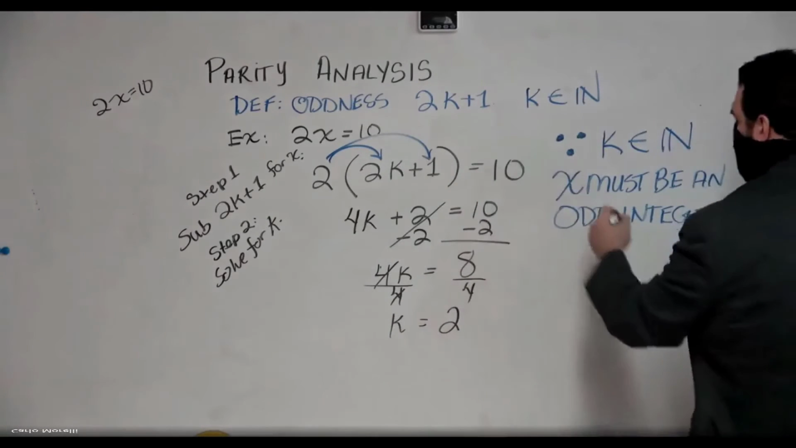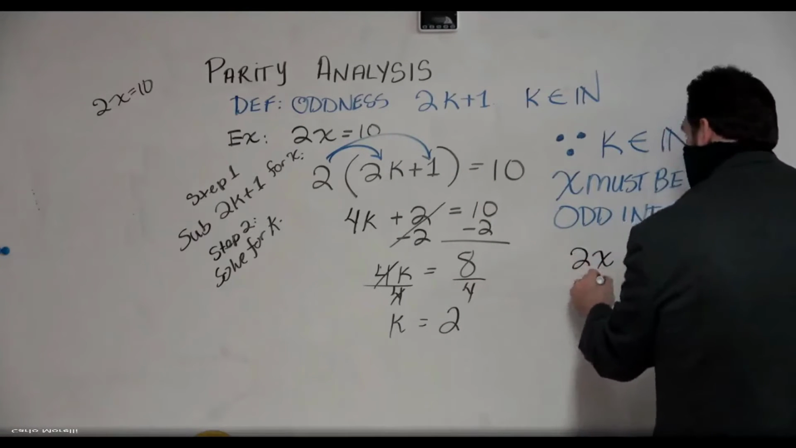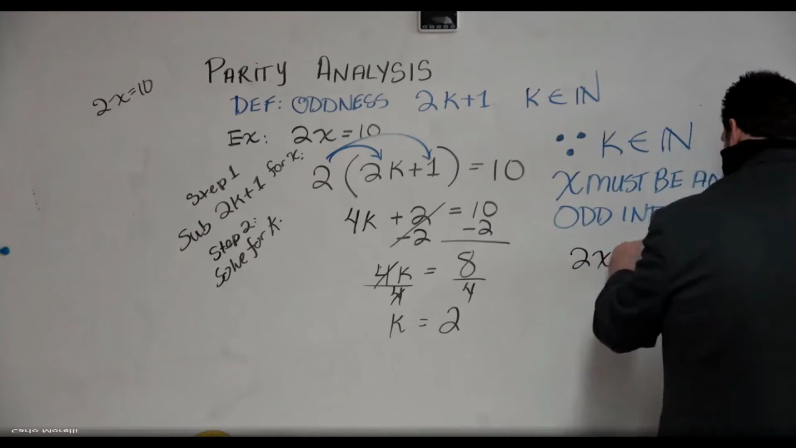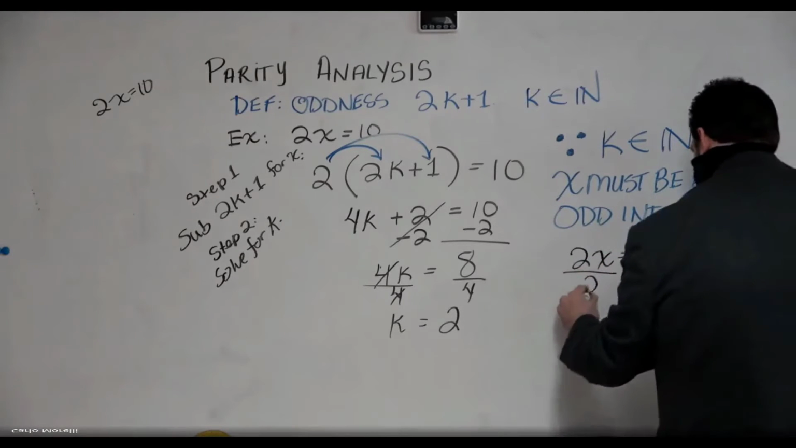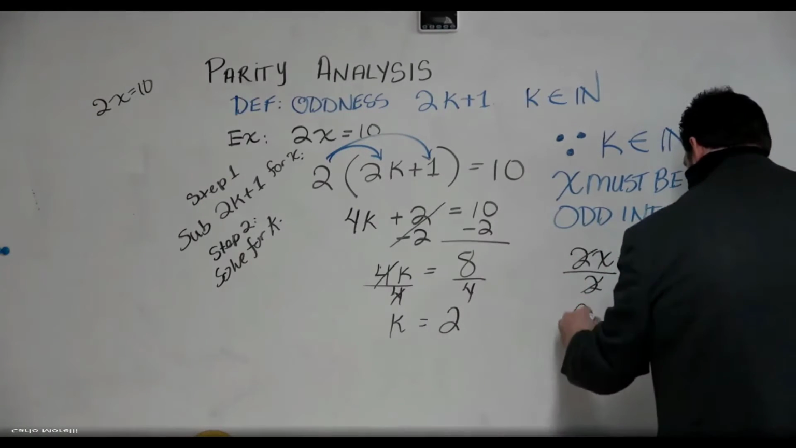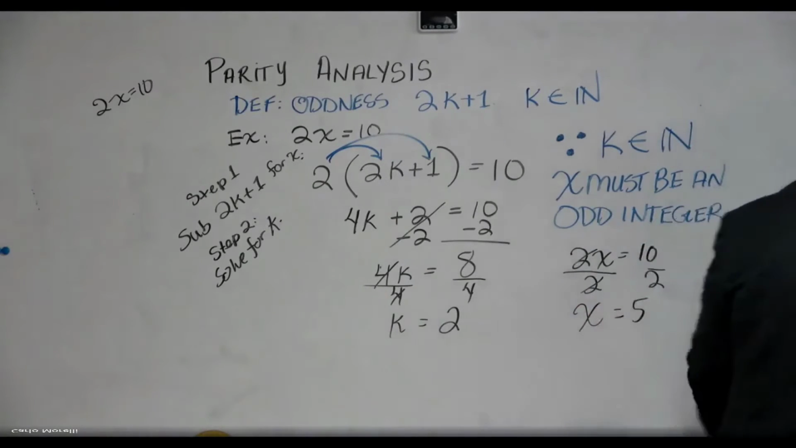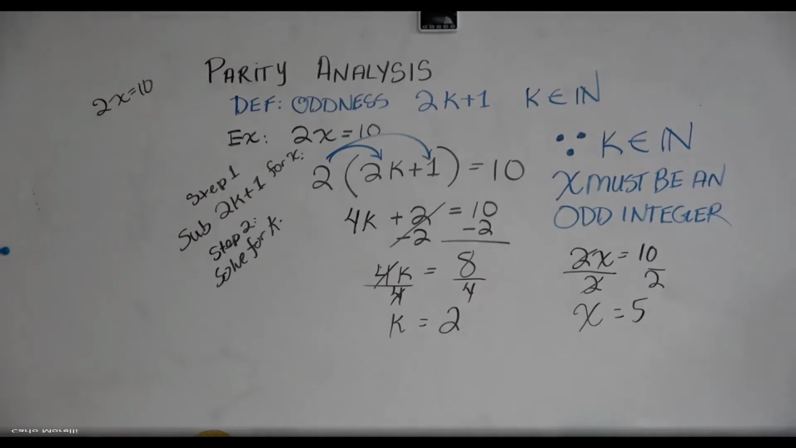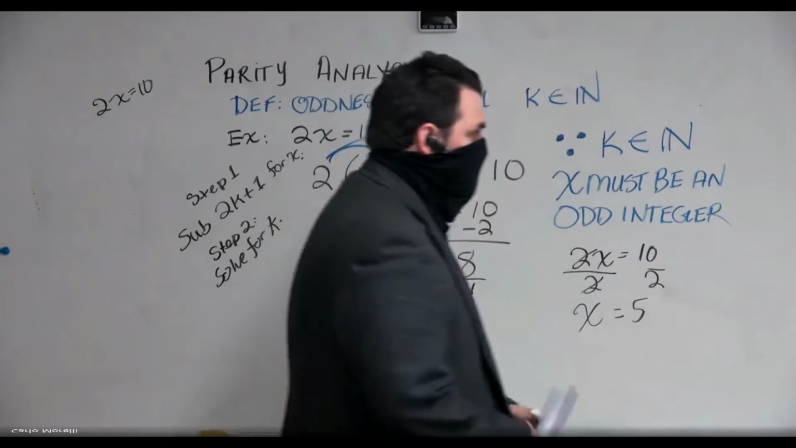Indeed, as you already told me, 2x equals 10. You divide both sides by 2. If you were actually solving this, x would equal 5, and we know 5 is odd. Okay? We know 5 is odd.